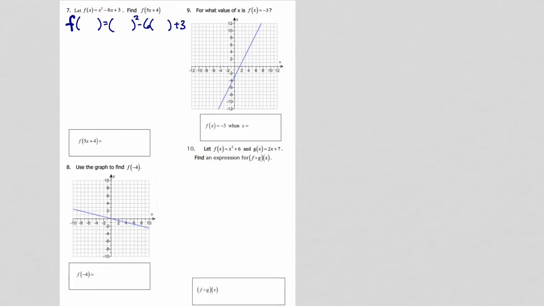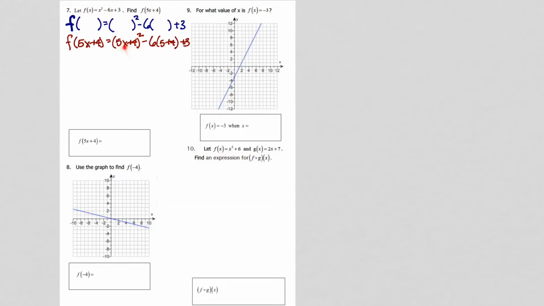And then what we're going to do is put that 5x plus 4 into each one of these. Let's see what it looks like. So this will be f of, let's try that again. We'll put the 5x plus 4 there. We'll put a 5x plus 4 here. We'll put a 5x plus 4 here. And then we've got the plus 3.